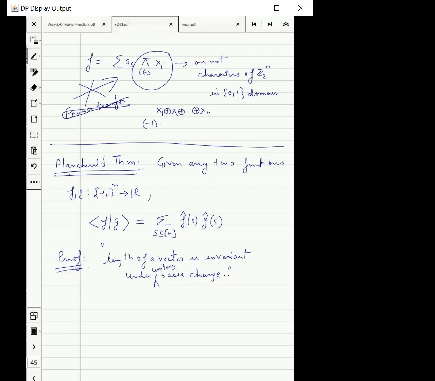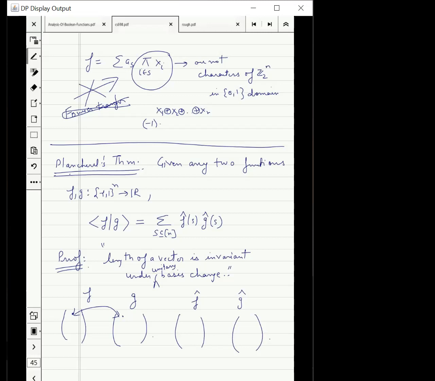That is another way to say it; you must have seen it in many ways. Look at f, look at g. What do you do with the inner product? You take these entries, multiply them, and then add all the coordinates. Now, there is this Fourier basis. They will look like you multiply the entries and then add. And the inner product should not change, or the length should not change.